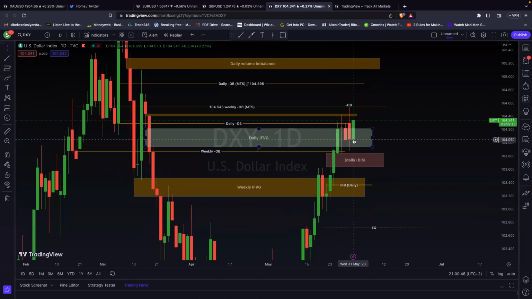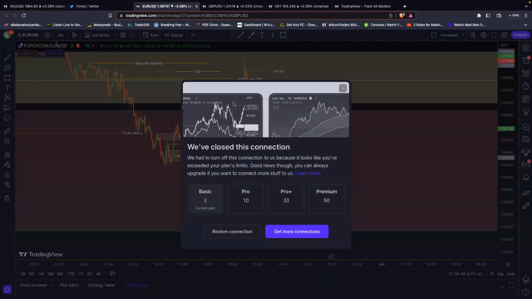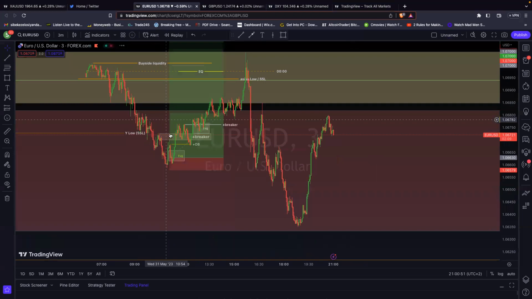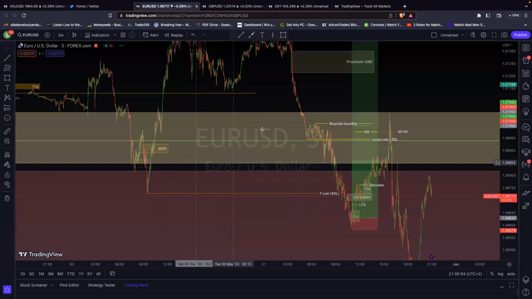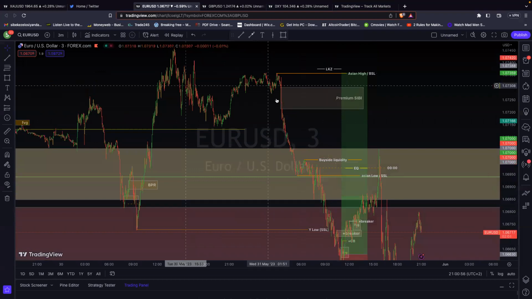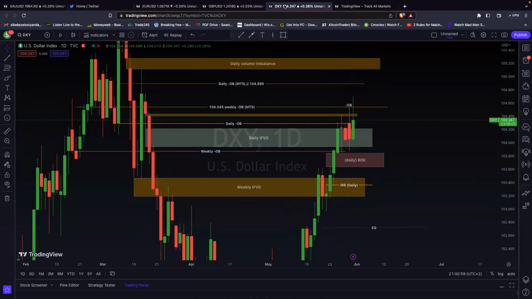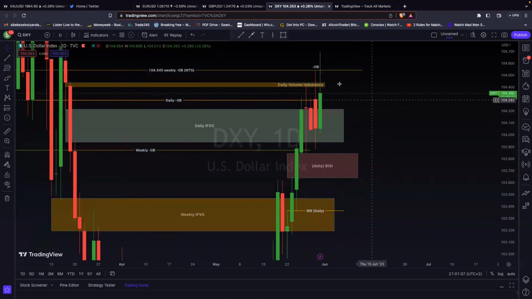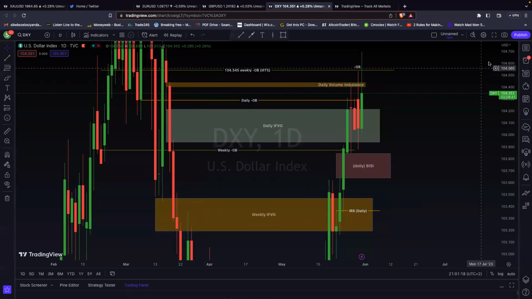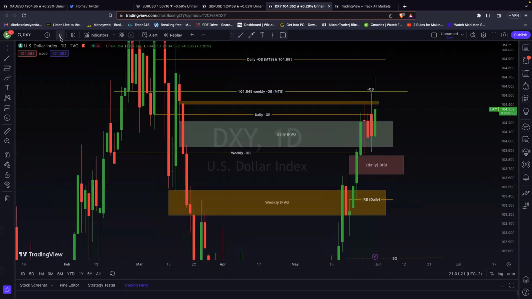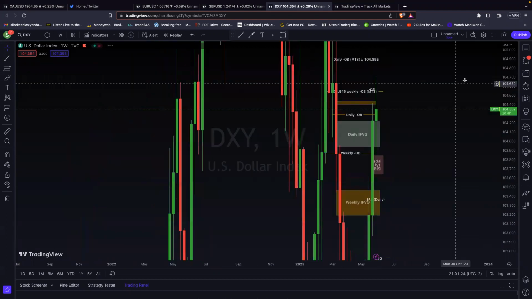So in the morning we opened here, and that's why we saw EU falling like this in the morning during the Asian session. It fell like this because dollar was strong in the morning here. It opened and then it just went up there. So it was reacting off of this daily volume imbalance and this weekly order block main threshold. Let's go to weekly so that you guys can see what I'm talking about here.